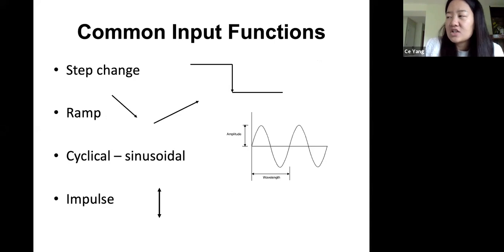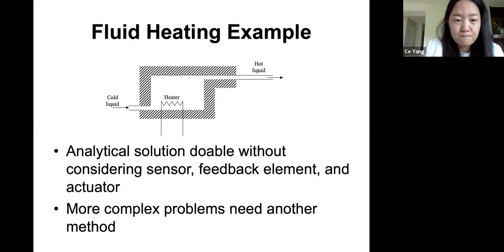And also in this lecture, we introduced some common input functions such as step change and ramp, and cyclical ones such as sinusoidal and impulse signals. And we revisited the fluid heating example by solving it through the whole procedure using a Laplace transform. And next week, we will finish the last portion of solving such a problem using Laplace transform, which is the inverse Laplace transform step.